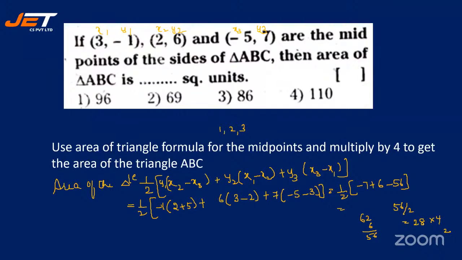So 2 2s are 4, 2 8s are 16. Right? So 8 4s are 32, 4 2s are 8, 9, 10, 11. So let's see the answer. It is 96. Right. So let's check with the formula that we have done.